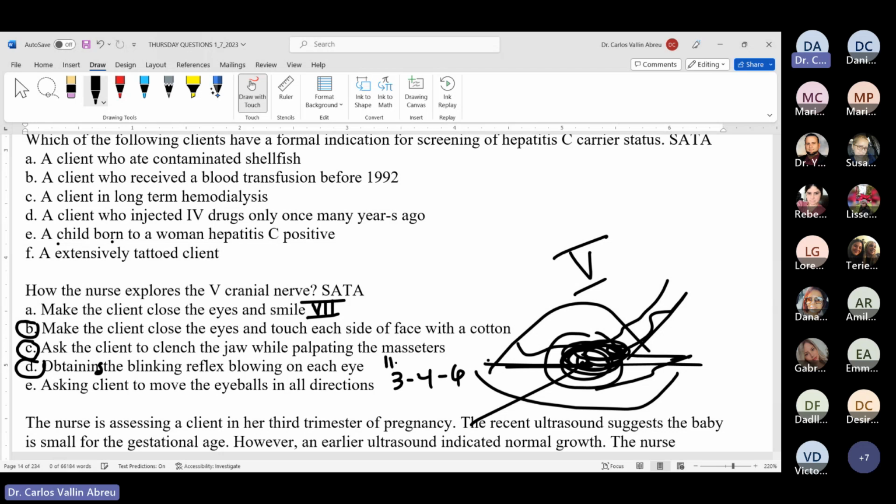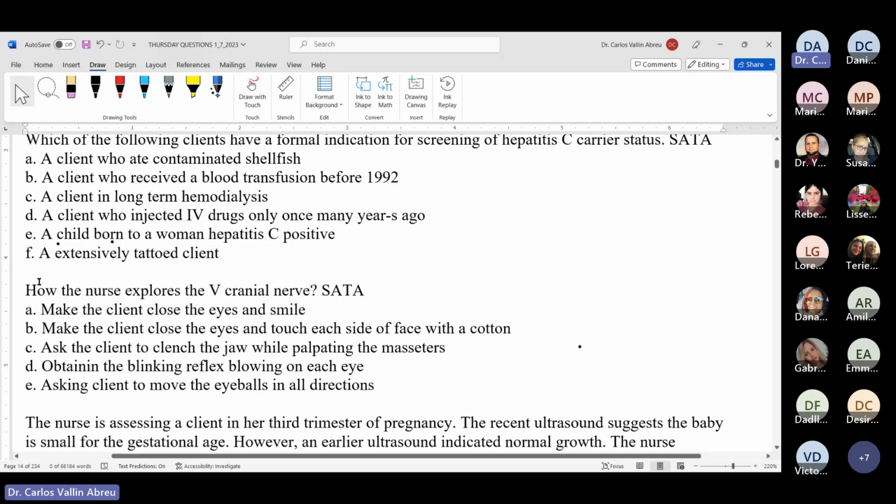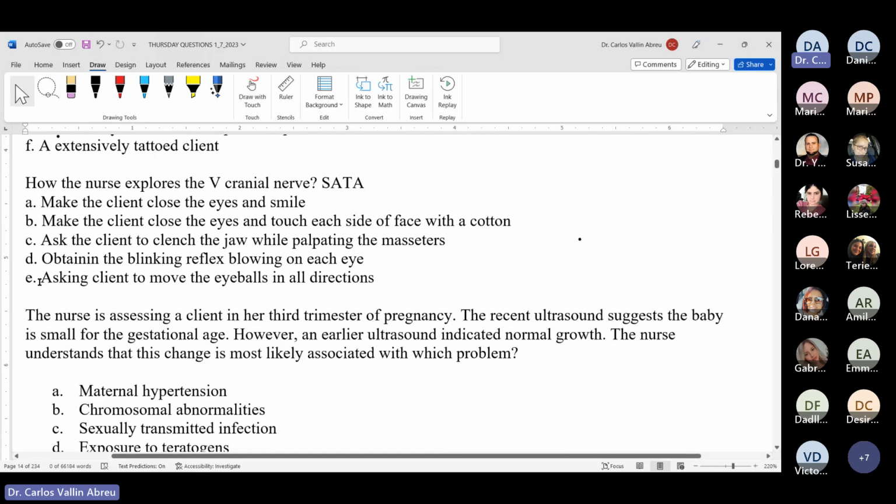This is the third, the fourth, and the sixth cranial nerve. Oculomotor, the trochlear, and the abducens cranial nerve. Very good. This is a no. Okay, remember that you need to review your cranial nerves because I can assure you that they are frequently tested in your NCLEX.